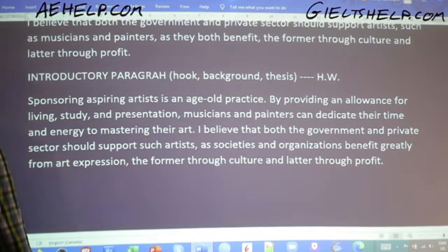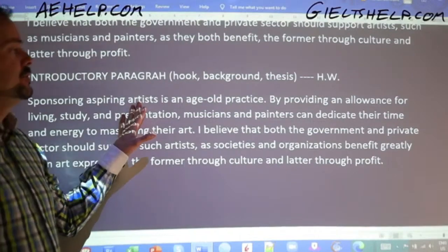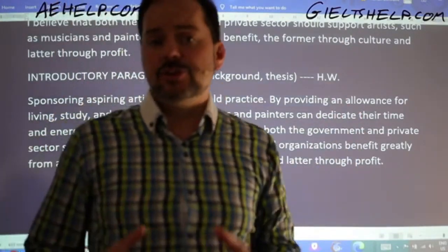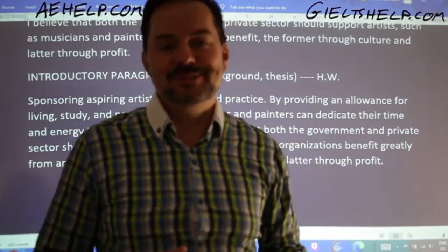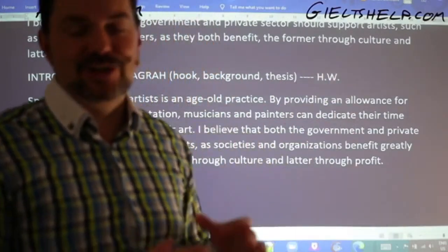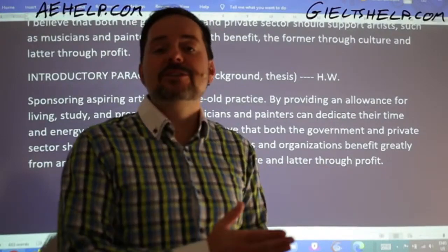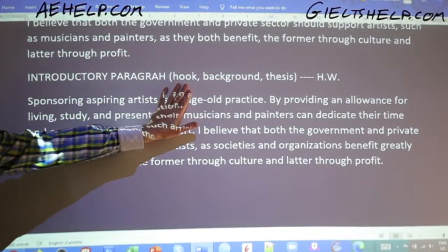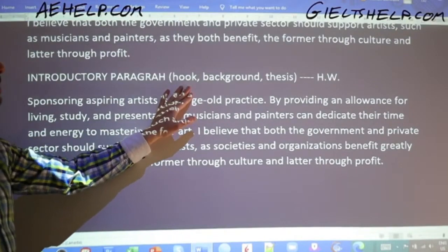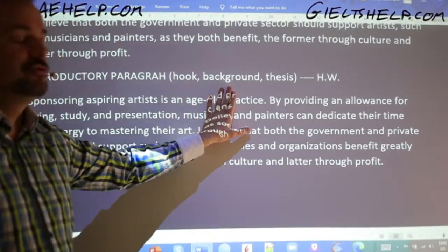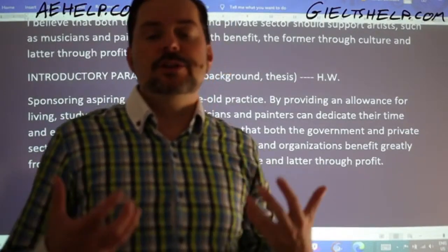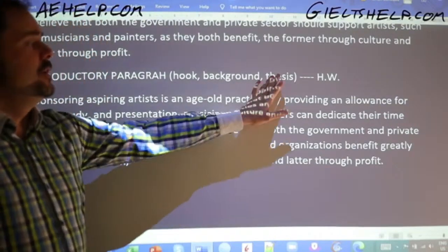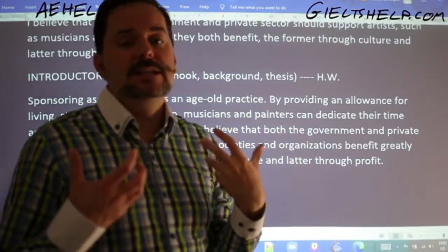Okay, so the homework was to write your introductory paragraph. And the introductory paragraph, according to standard English literature, not according to me, not according to some other IELTS teacher or such, is made up of a hook. A hook is a statement that catches your reader's attention. It has a background, so it introduces the definition of what you're discussing and the importance of it. So why is it important? What's the logic there? And then the thesis, your argument.